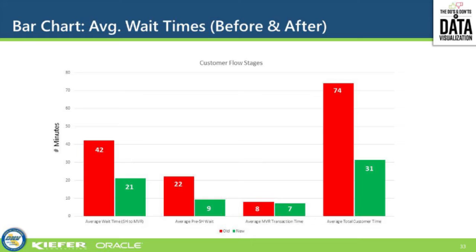The average wait time, this is once you get your ticket to seeing the MVR. So after you've gotten your ticket, before it was an average of 42 minutes, after was an average of 21-minute wait time. And there's still wait, and we know why. The second one is before you walk in the building until you get your ticket. The average was 22 minutes, afterwards 9 minutes. This right here is the actual transaction. We shaved a minute off of that, and believe it or not, that right there was probably the biggest game changer, which is a much longer story than we have time for.